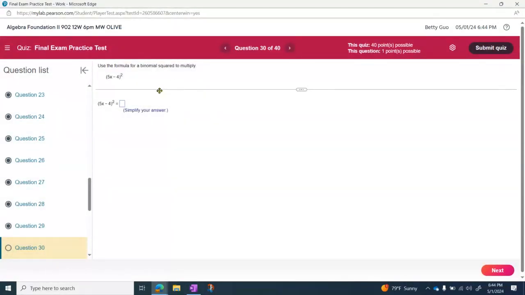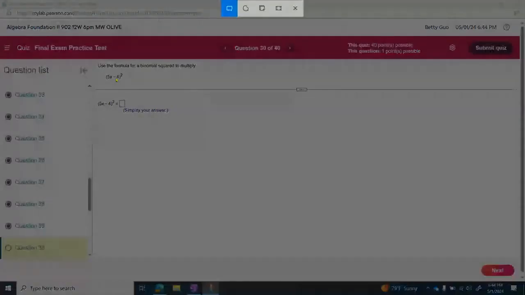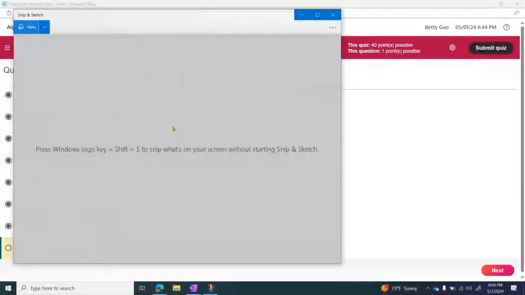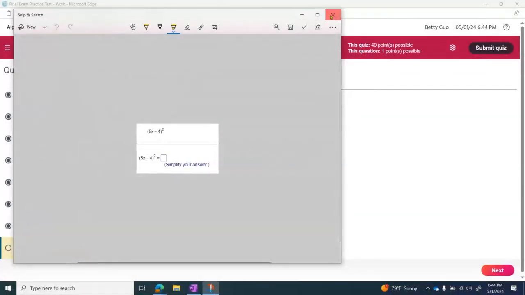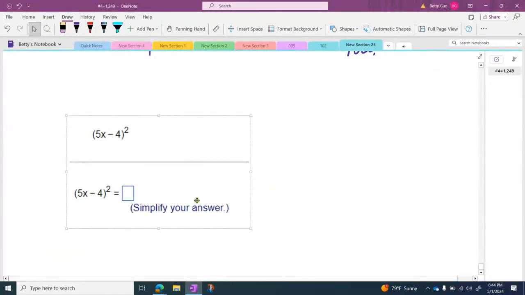Use the formula for a binomial squared to multiply. Okay, so let's see, how do we do that? This is a special product, but you do not have to know special products. You only need to know how to multiply polynomials. Specifically, in this case, how to multiply two binomials.